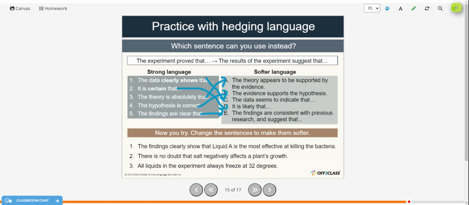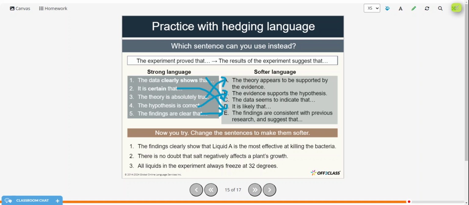So now try to change these sentences to make them softer. So instead of writing, the findings clearly show that liquid A is the most effective at killing bacteria, you could say something like the findings suggest that liquid A is the most effective. There is no doubt that salt negatively affects a plant's growth. You could say the data seems to indicate that salt negatively affects a plant's growth.